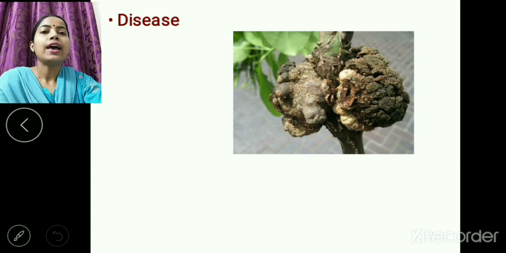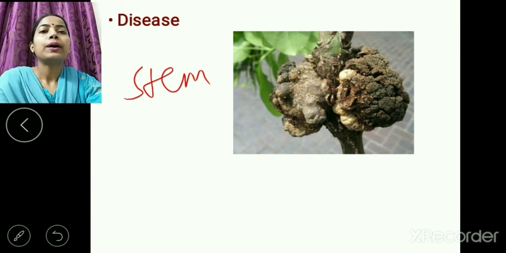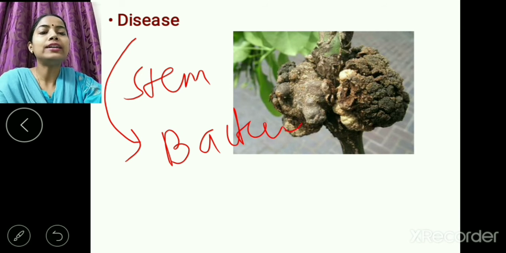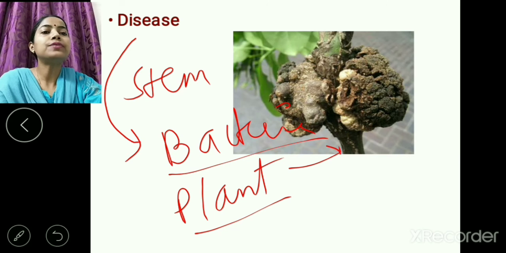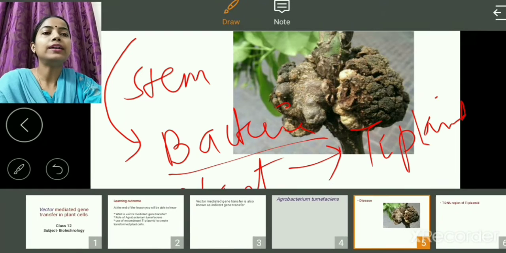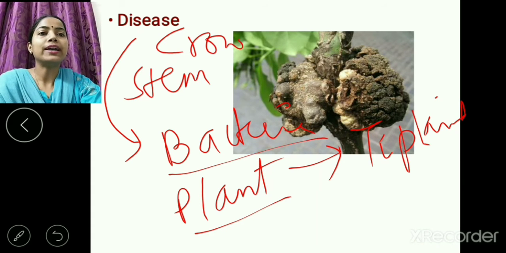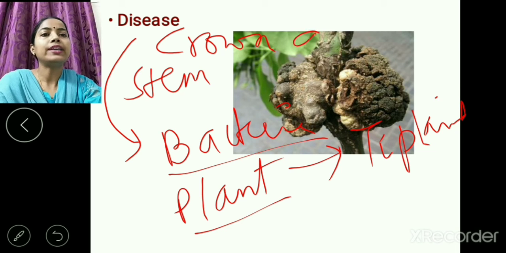This bacteria has the tendency to enter into the stems. If the plant is injured at the stem site, the bacteria get the chance to enter the plant cells. They transfer their Ti plasmid into the plant cell, and there they cause the disease called crown gall disease. So the disease caused by this Agrobacterium tumefaciens bacteria is crown gall.